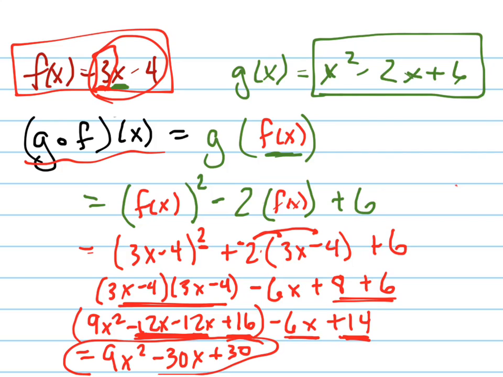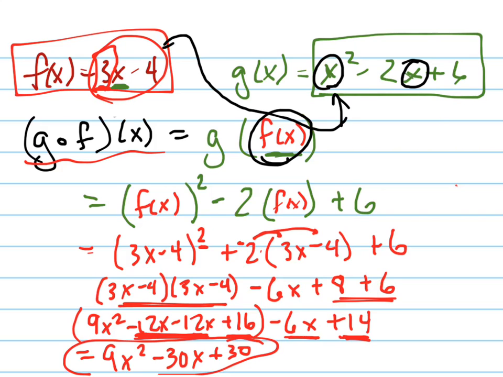Okay. So with it, you're just plugging one function into the other function. So let's go back and look at what I did here. I took f of x and I plugged it in. Everywhere that I saw an x in g of x, I plugged in this f of x. I plugged it in there. That's what I did. And that's what function composition is.